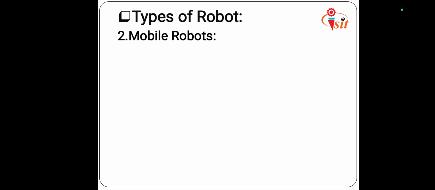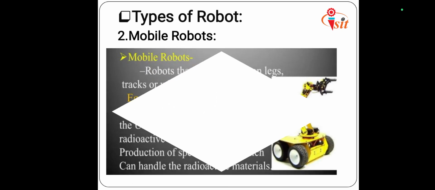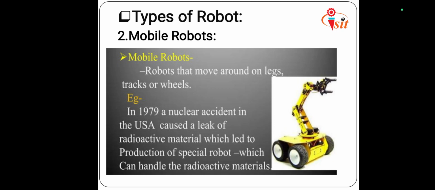Second type of robot is mobile robot. As the name indicates, mobile robot can move from one place to another place. So mobile robots move around on legs, tracks or wheels. One robot is shown here which is provided with wheels, and a manipulator is provided to hold the object.